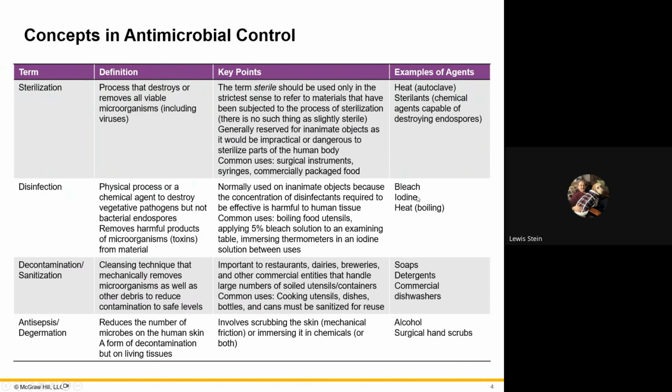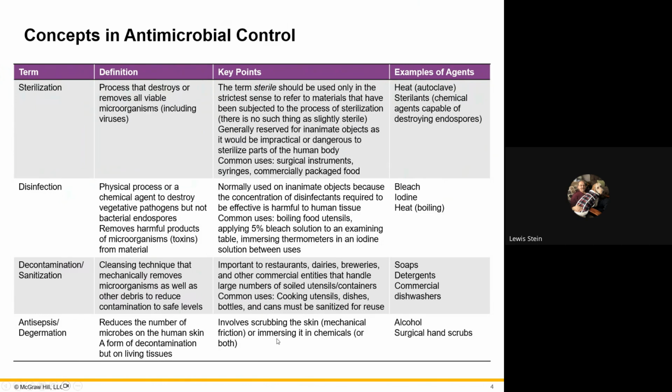And these are the typical things we use. Iodine is a poor choice, I think, here, although it may be effective for the purpose of a thermometer. Thermometers have changed quite a bit with regard to these things. I'll get to some of the nuances there. And then antisepsis: reduce the number of microbes on human skin or other living tissue. I don't know if it's a form of decontamination. You might be able to make that case. I just don't like the terminology.